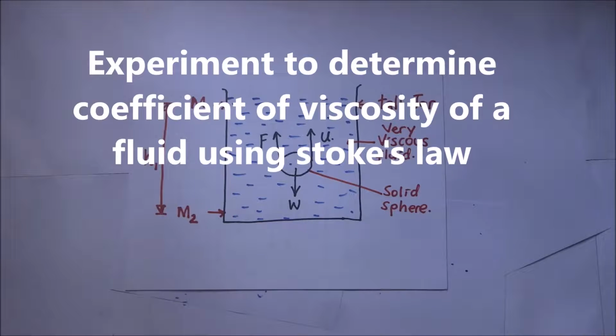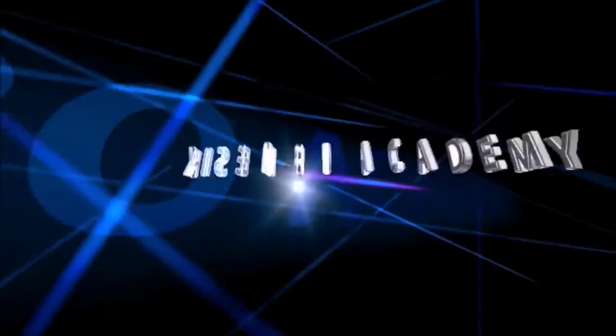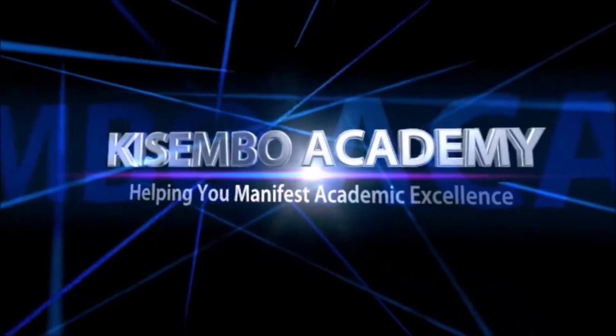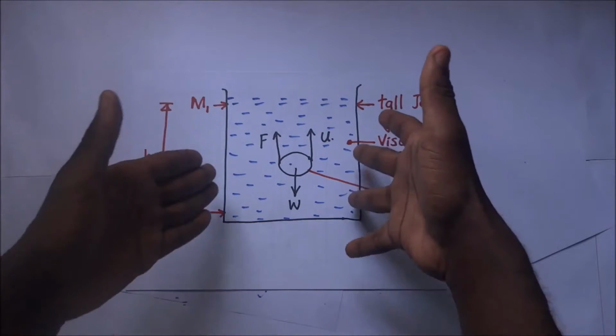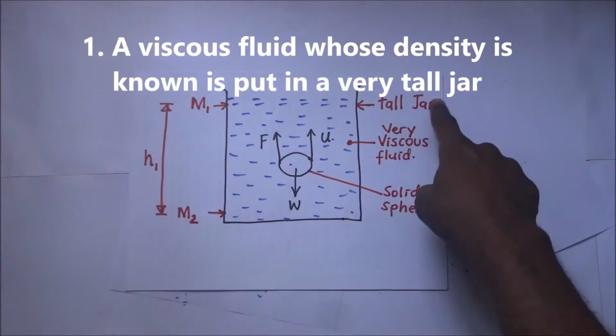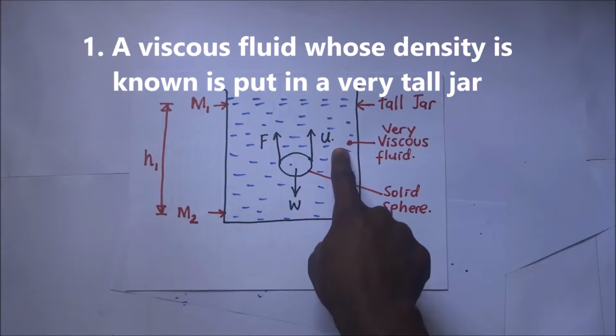We are going to describe an experiment that can be used to determine the coefficient of viscosity using Stokes' law. So of course this is going to be the apparatus. We are going to use a very tall jar like that with a very viscous fluid.